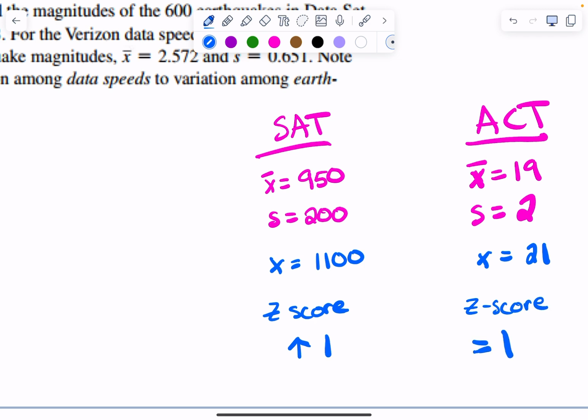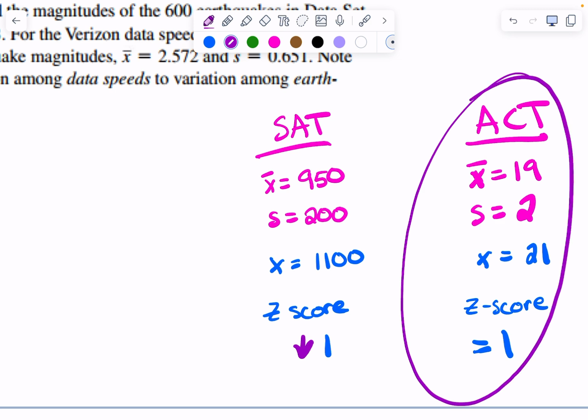So which one did I do better on? On the SAT, the z-score was less than 1, true? If I add 1 standard deviation to 950, that would be 1150, so I did less than 1 above. On the ACT I did exactly 1. So I did better on the ACT.